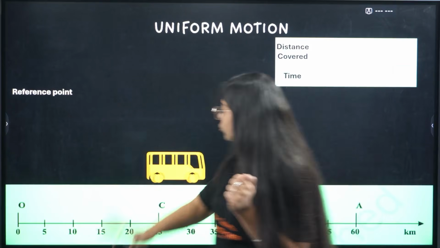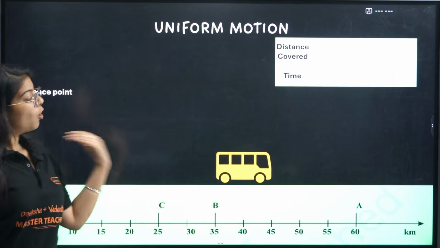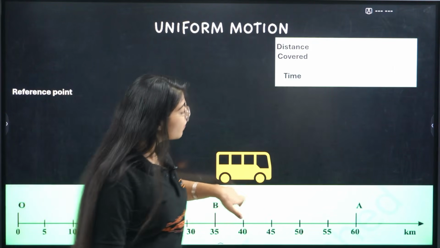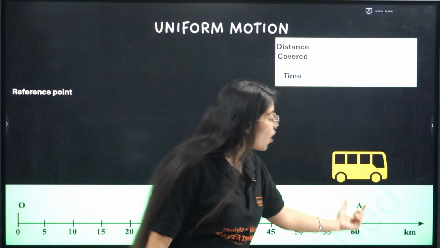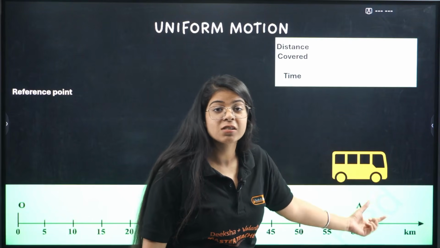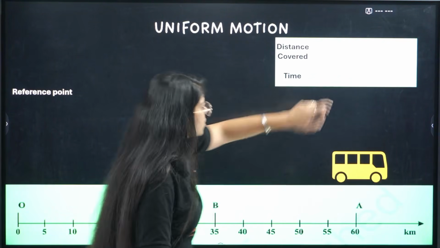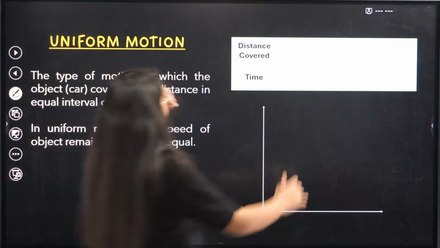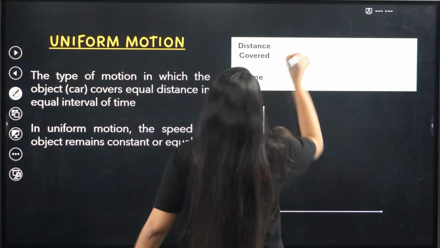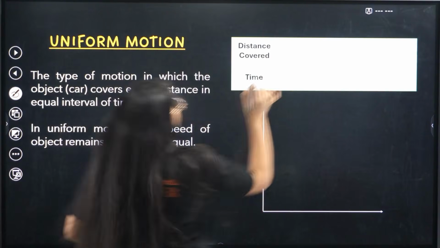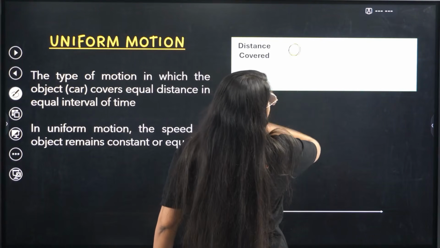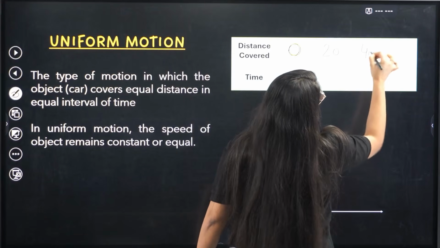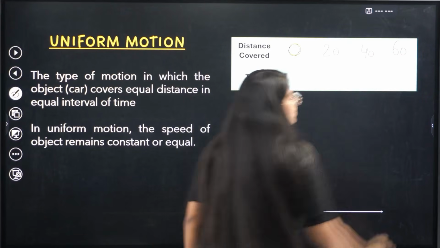Now the bus moves and is at 40. Focus on the center. The bus moves even further. Now the bus is at point A, which is the point 60. Let's just write it down. So we got 4 values. First, the bus was at 0 distance. Then it covered 20 meters. Then it covered 40 meters. And then it covered 60 meters.